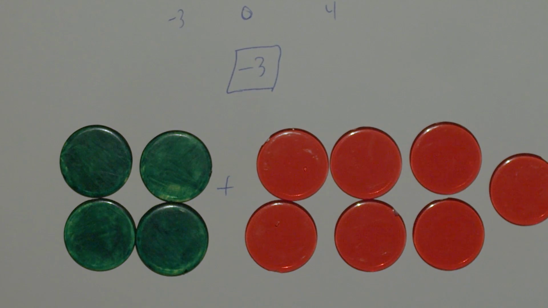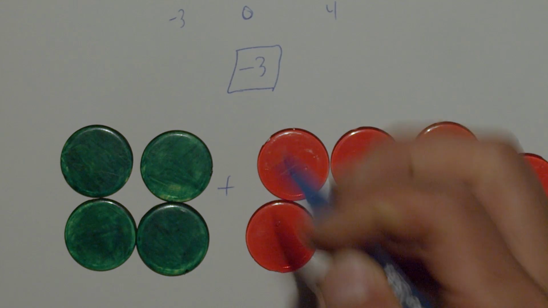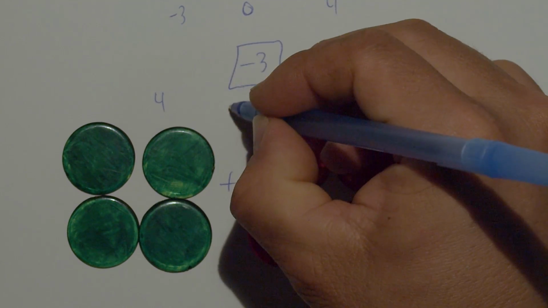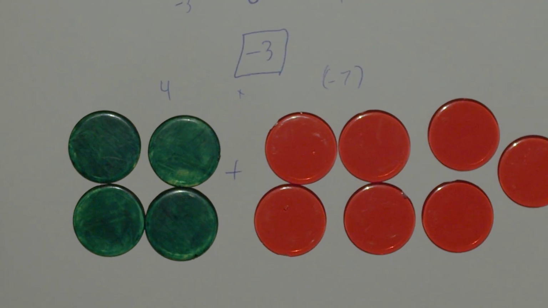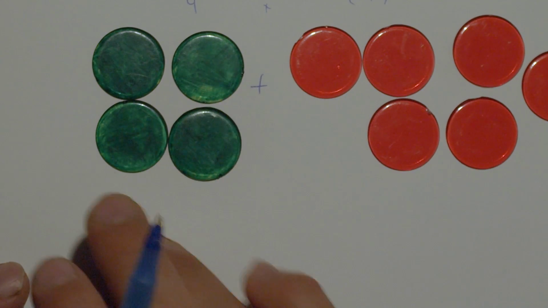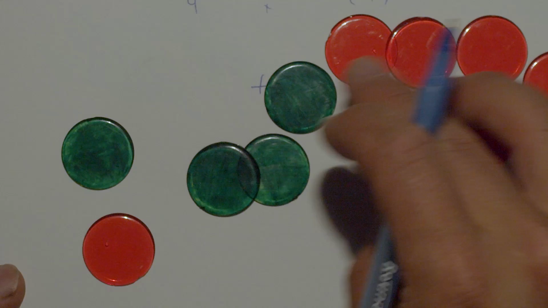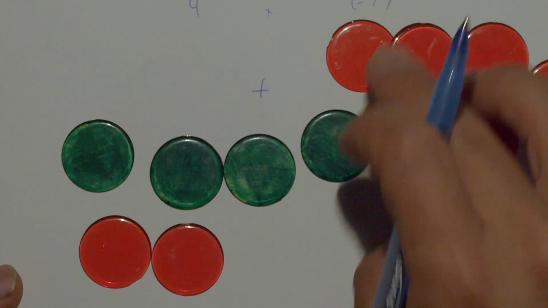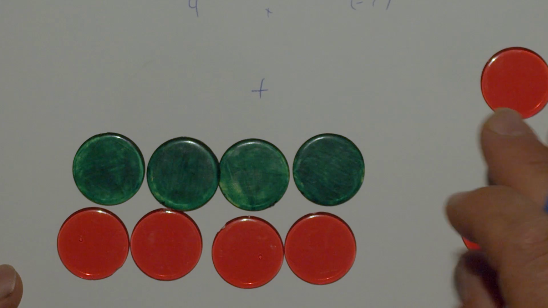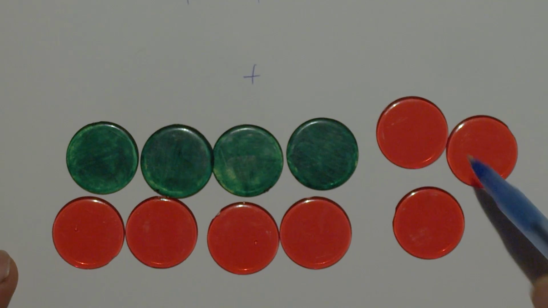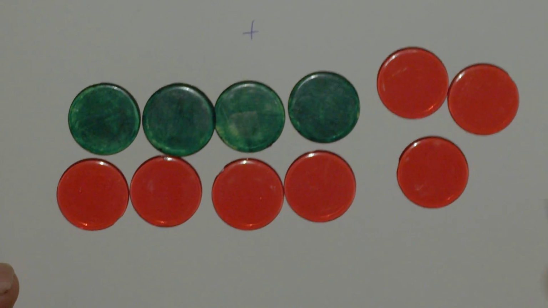4 plus a negative 7. So this is 4 plus a negative 7, right? And again, look what happens. The positives and negatives are canceling each other out, and all we're left with is those 3 negatives. Therefore, the answer holds once again.